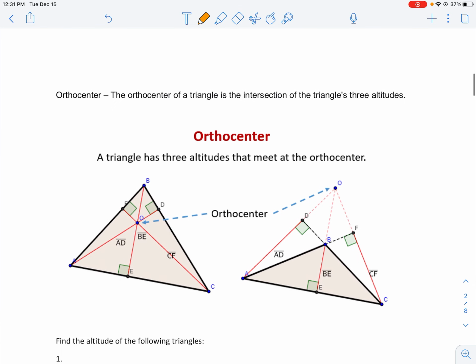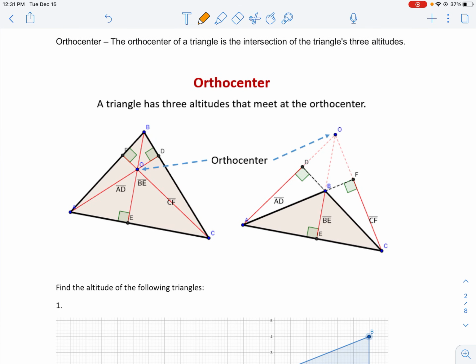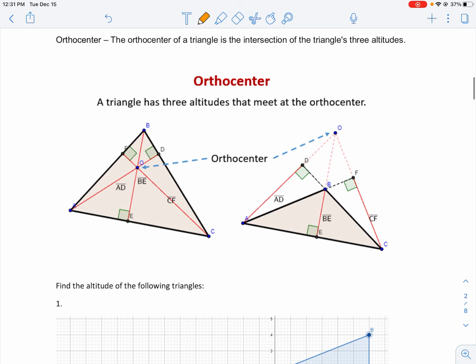Okay? So today's lesson, we're going to be talking about the orthocenter. What is the orthocenter? The orthocenter of a triangle is the intersection of the triangle's three altitudes. So what that means is we've got a line segment, looks like CF. This guy is perpendicular to this line segment down here coming from the C vertex. So there is one perpendicular line, or altitude. Here's another perpendicular line.